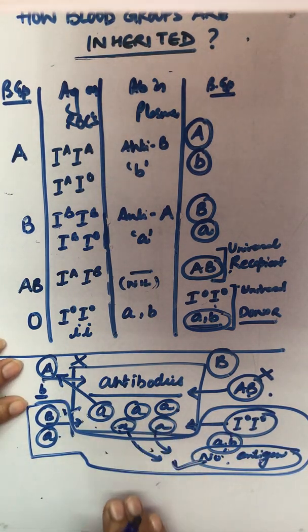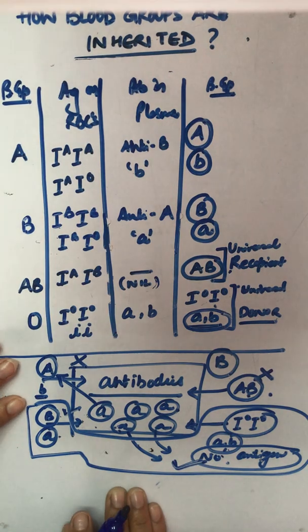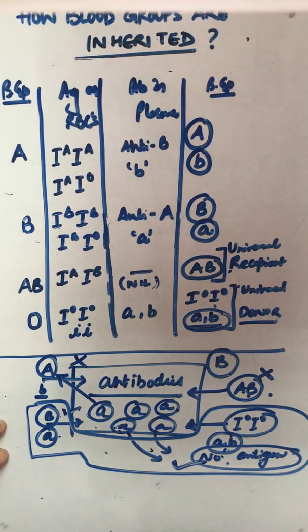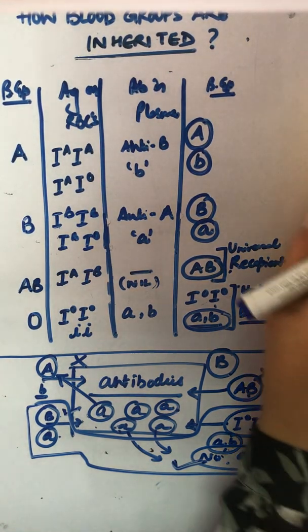Okay, this is how the blood groups are inherited. Now taking a simple problem related to the blood groups.